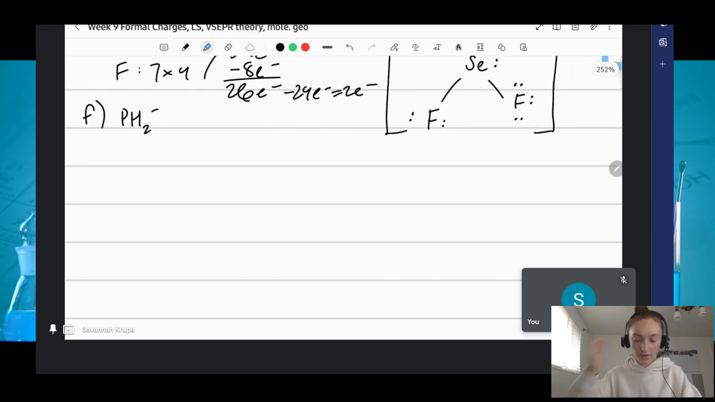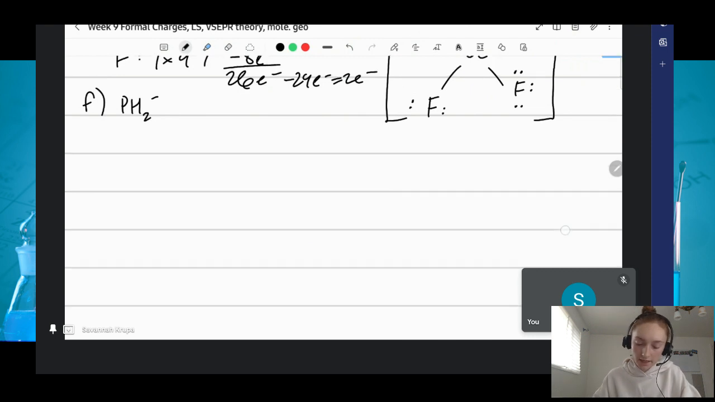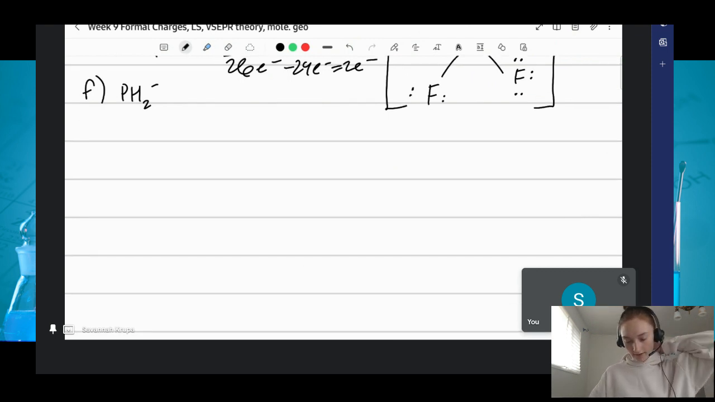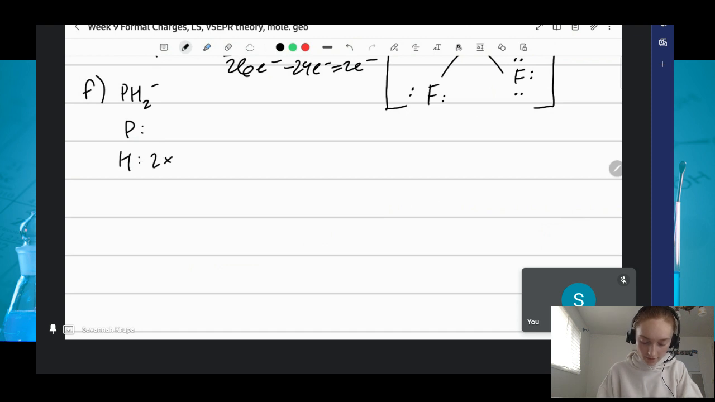And so this will be the last one that we'll be working on today. We won't have time to go over the other questions. But yeah, let's write this one out. So we have phosphorus, and then we have 2 hydrogen and also a minus charge. So we have phosphorus, hydrogen, and there's 2 of them. And then we have a charge. And so phosphorus has a valence electron number of 5. And there's times 1, so that's 2. So 2 plus 5 plus 1, that'll be a total of 8 valence electrons.